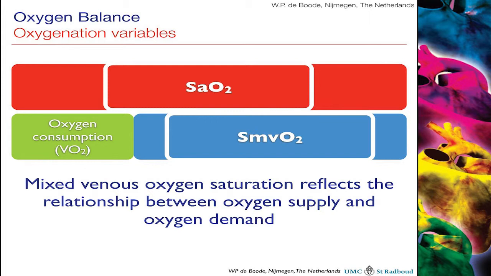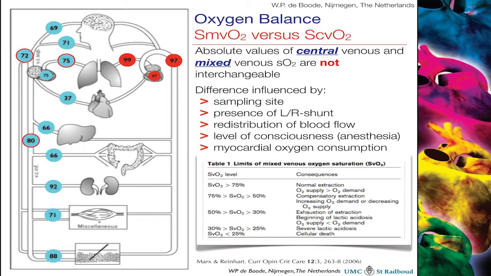It reflects the relationship between the oxygen supply, and remember, suppose we've got a stable hemoglobin level, then saturation is the main determinant of oxygen concentration. You can say this is the supply of oxygen, there's oxygen consumption, and this is what is left, and it's the mixed venous oxygen saturation. It's rather difficult to measure the mixed venous oxygen saturation.